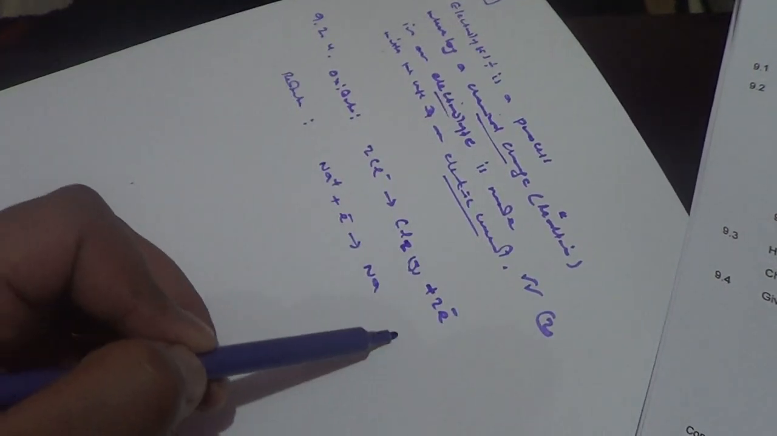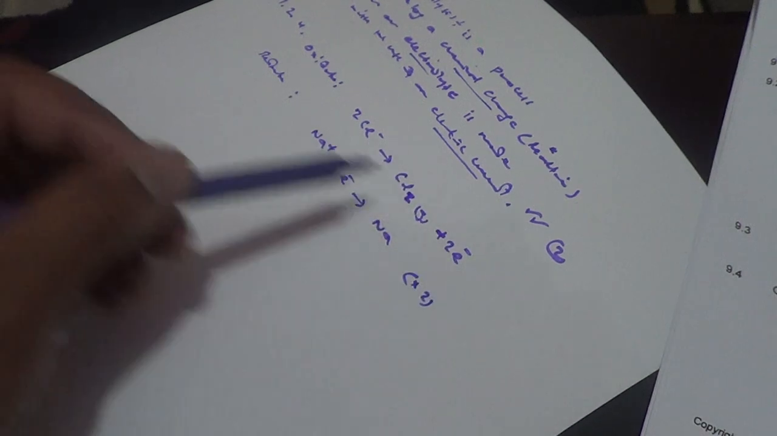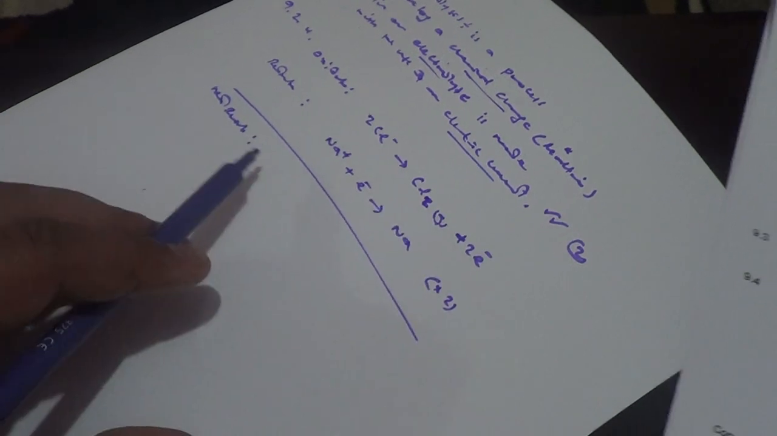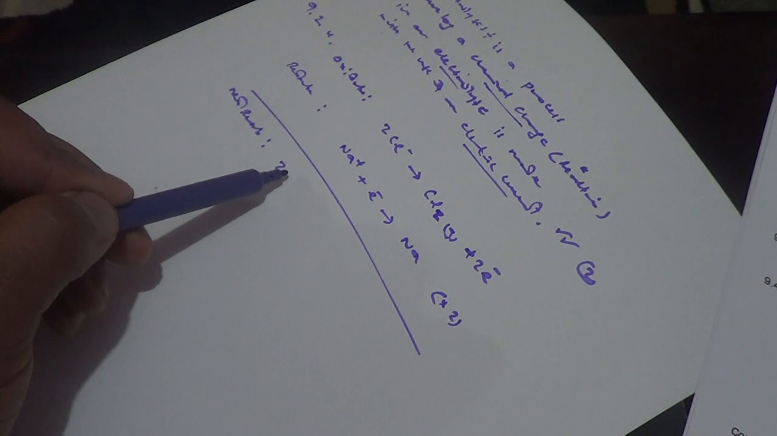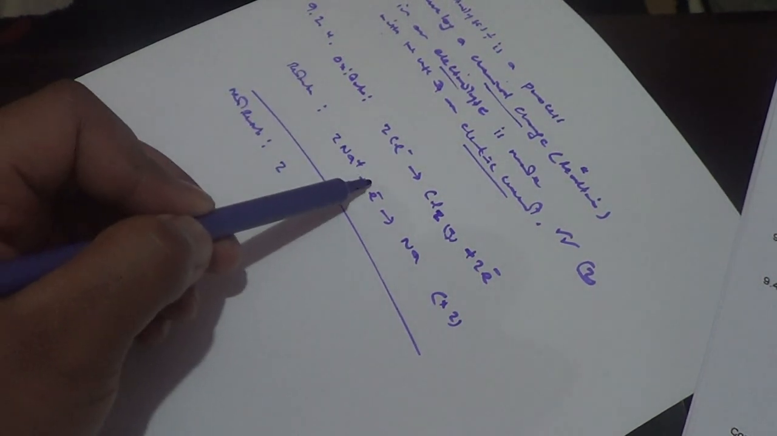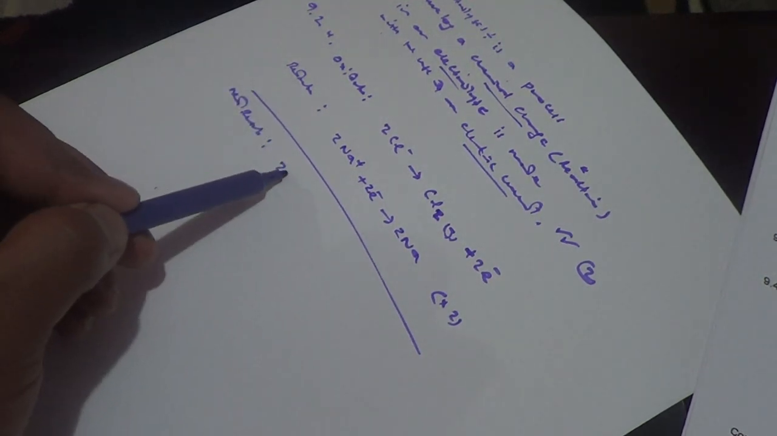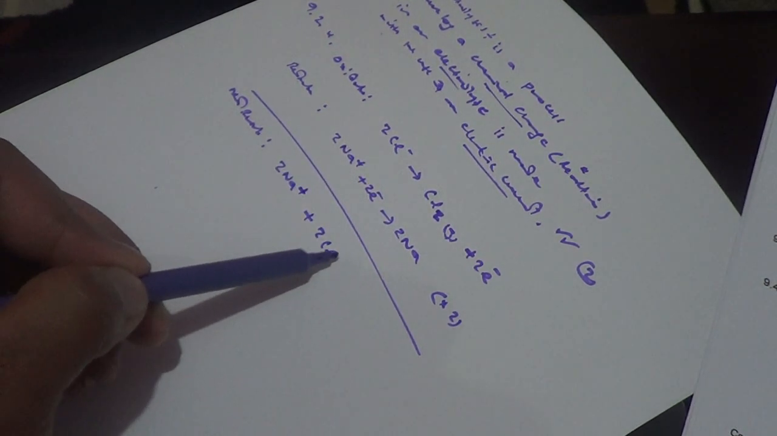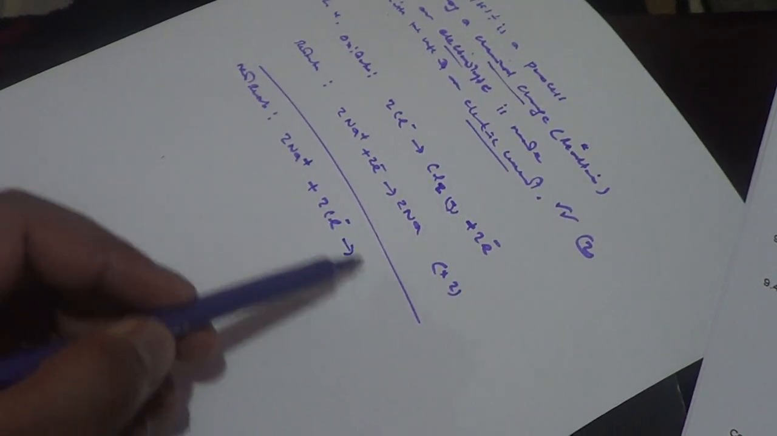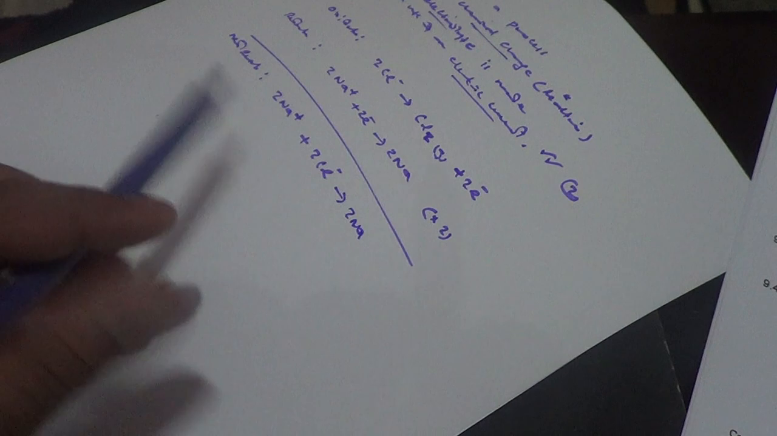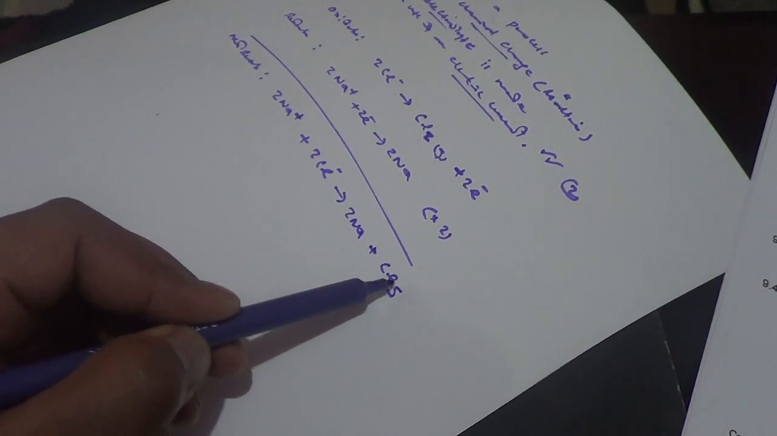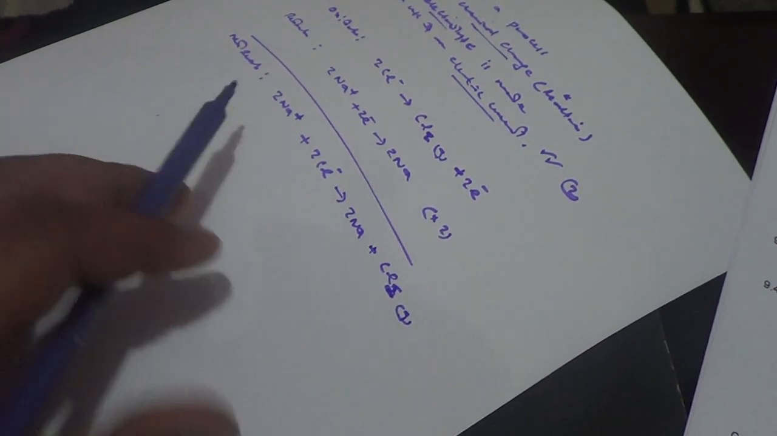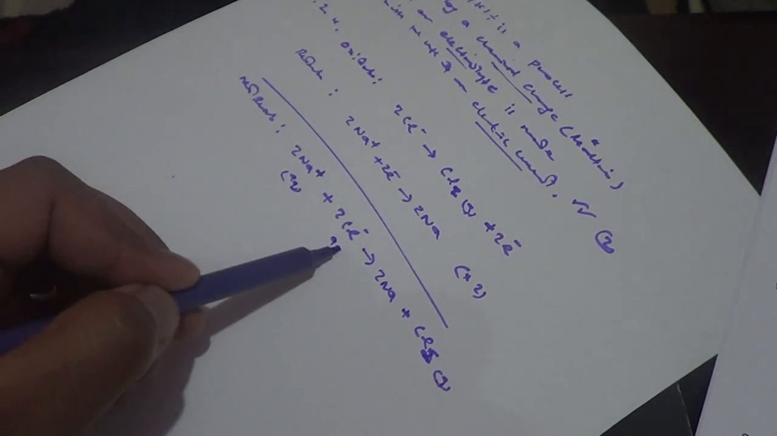So now we need to multiply this one by 2 because we want to balance the number of electrons. So therefore our net reaction is going to be 2, 2. So it's going to be 2Na+ plus 2Cl-, which goes on to be 2Na in its ground state plus chlorine gas, Cl2. So this is gas, this is solid, this is aq, this is aq.